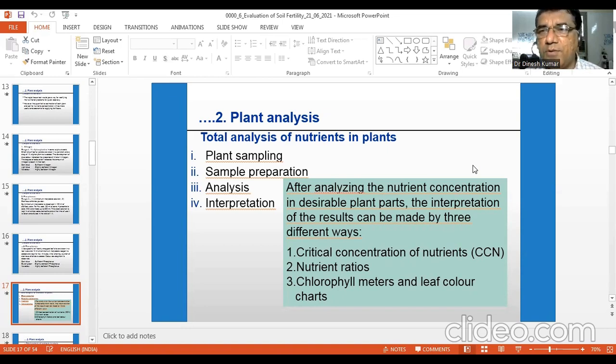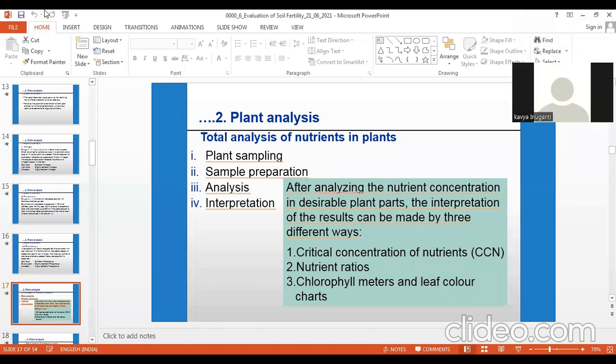But before we move, I would like to ask you, what is critical concentration of nutrients in plants and in soils? Anybody can come forward. What is critical concentration of nutrients in soil or in plant? And also critical concentration for toxicity is also there. Does anybody know? Subrata? Do you know what is meant by critical concentration of nutrients?